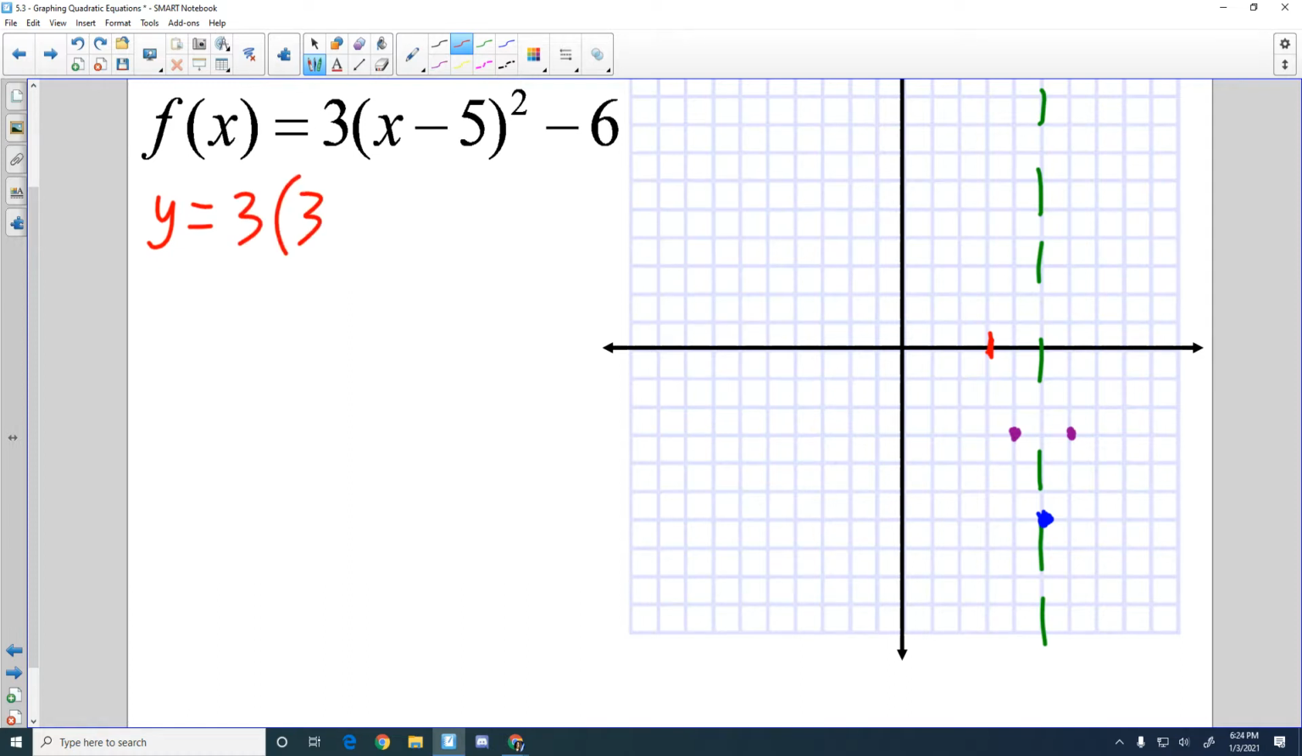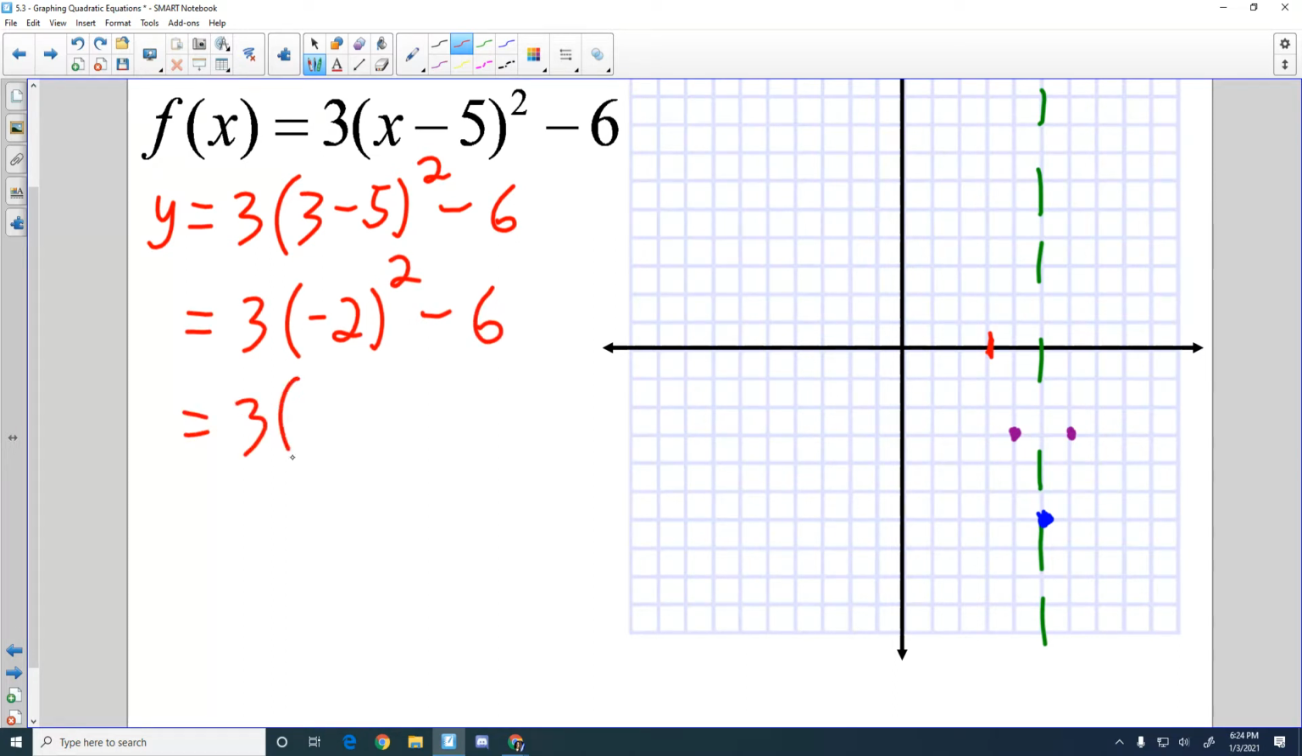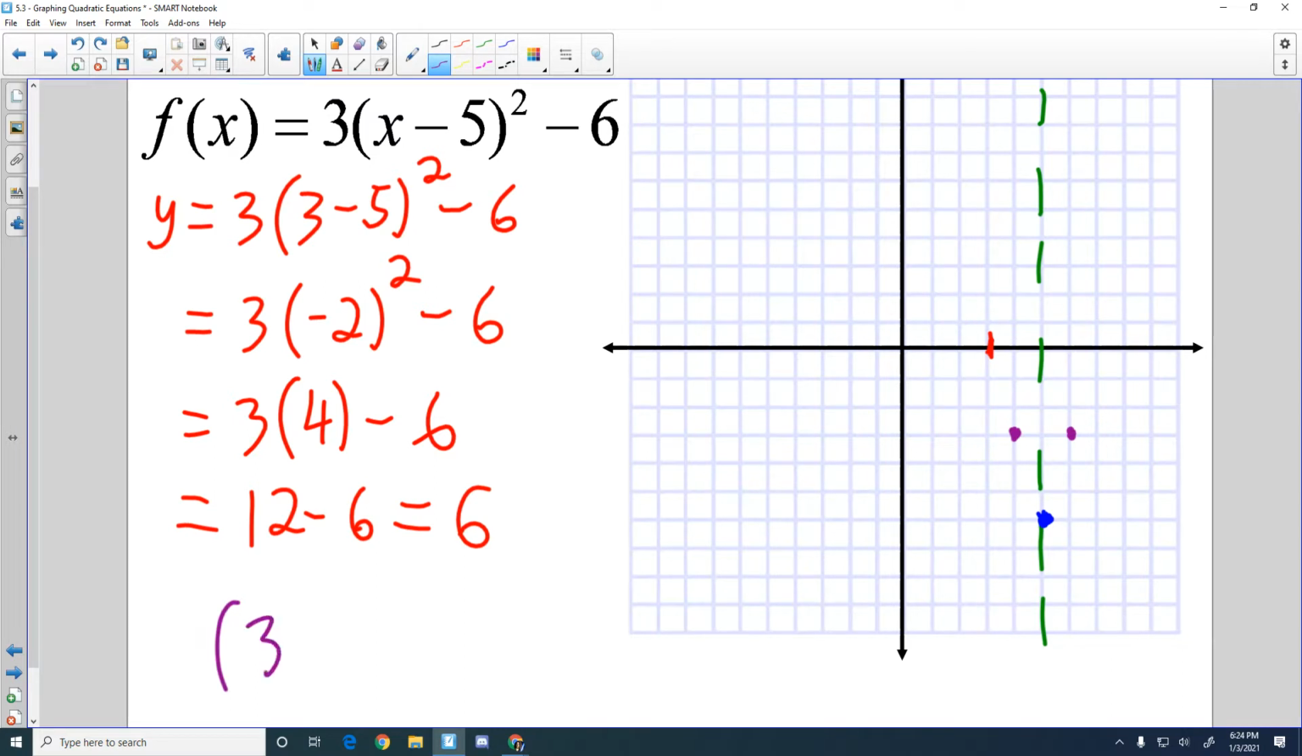All right, so x is now a 3, so I've got 3 minus 5 squared minus 6. And 3 minus 5 is -2. And -2 squared is 4. 3 times 4 is 12. Subtract those, and you get 6. So then, when x was 3, y was 6. So go to the point 3, comma, 1, 2, 3, 4, 5, 6.